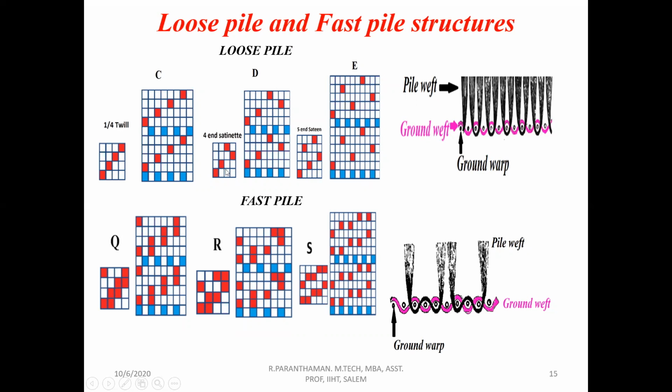In the same way, in all the further designs, the pile picks are secured at only one end. Here it is the only secure point, or anchorage point, or interlacement point of pile pick with the ground warp. See the thread interlacement diagram. The black pile thread interlaces with only one end. So this is called loose pile structures or V bending.